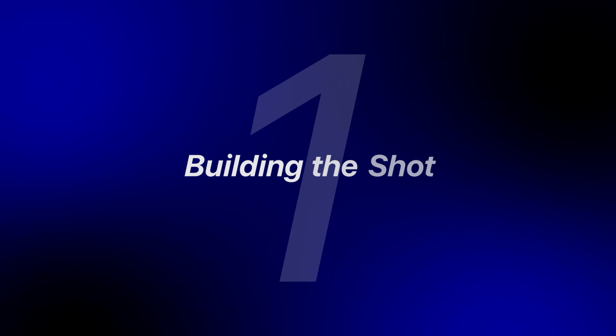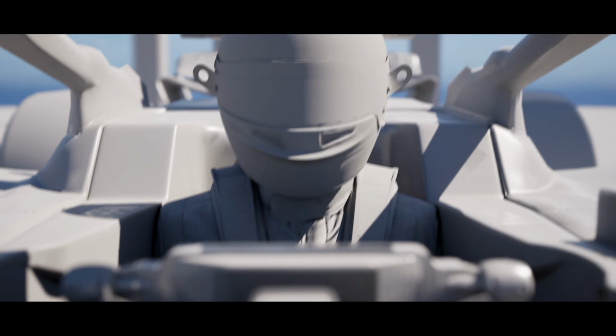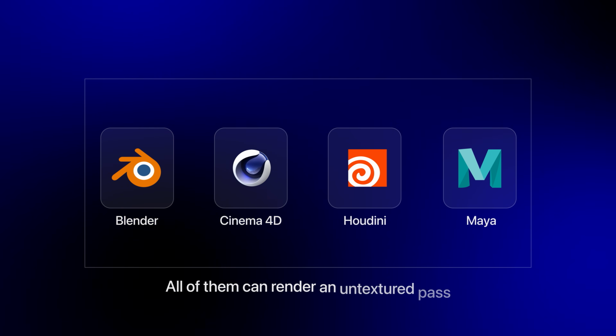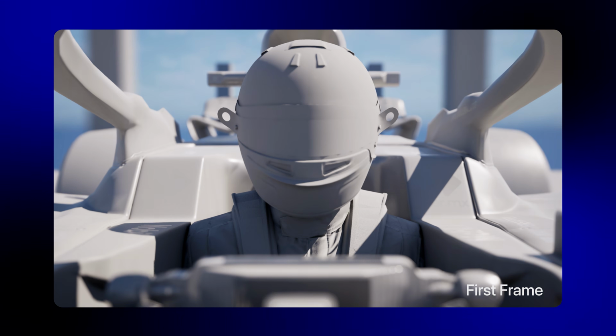All right, we'll start out by building the shot. The way I did this was I started by rendering an untextured, or clay, animated shot from Unreal Engine. It doesn't matter what 3D software you're using, Blender, Cinema 4D, Houdini, Maya, all of them can render an untextured pass. As long as you have decent lighting, models set up the way you want, and your final camera animation, you'll be good to go. Once that's set, we'll render the full animation and export the very first frame of that as a JPEG. This first frame becomes the visual target for your entire sequence.